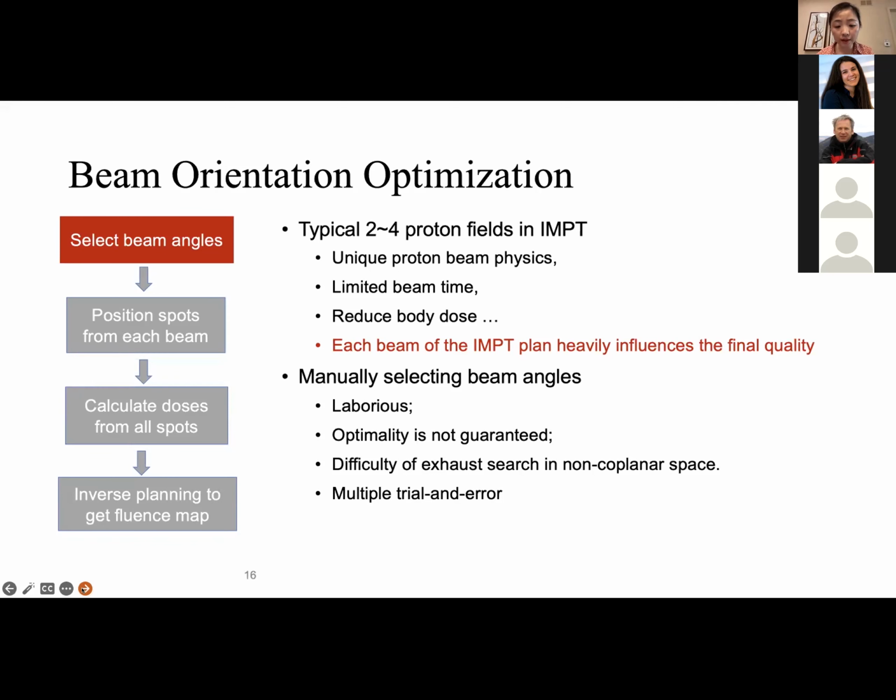For proton, especially for sites like brain, it's very common to use non-coplanar beam angles. For some complicated cases, we might also need a few trial and error runs: go back to run these steps, get our fluence map, get the dose, and see if the dose is acceptable. If not, we may need to go back to the first step to reselect another set of beams and do this all over again. So this definitely means lower efficiency of planning.